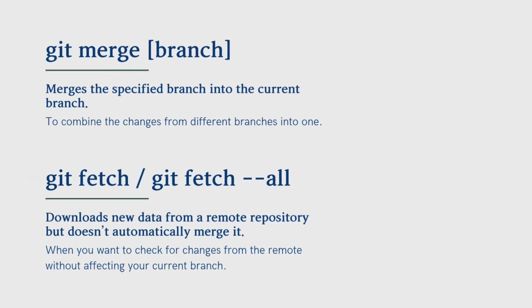Git merge. This command basically merges the specified branch into the current branch, and is used to combine the changes from different branches into one. Git fetch. This command basically downloads new data from a remote repository but doesn't automatically merge it, and is used when you want to check for changes from the remote without affecting your current branch.